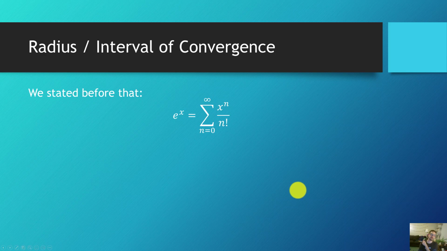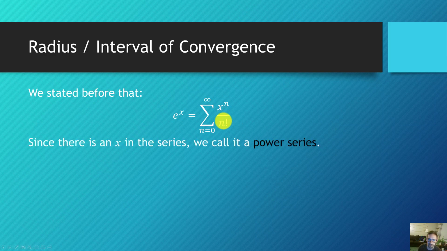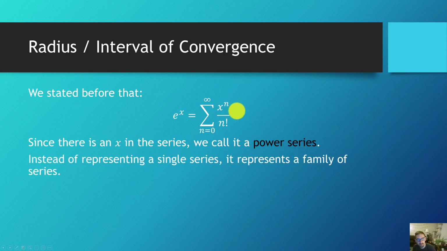Next, I want to talk about radius and interval of convergence. So we just stated before that e to the x is represented by this infinite series x to the n over n factorial. And whenever we have an x to some power in a series, we call it a power series. And it's called a power series because of the power. But I want to be more precise here and say that instead of representing a single series, this power series represents a family of series. X is a variable, so x could be any number that we want it to be.